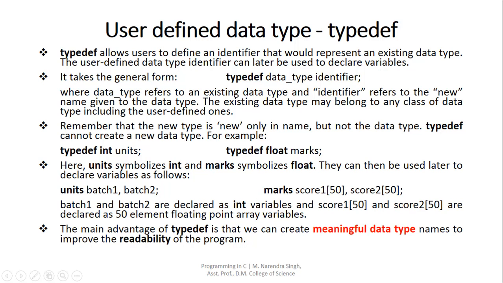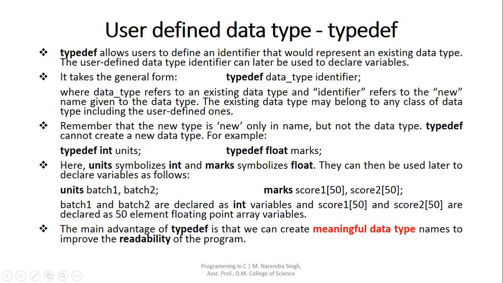Similarly, marks score1[50], score2[50]; declares the arrays score1 and score2 to be of floating point data type arrays. Here, instead of using the existing data type name float, we are using the new name marks to declare the two arrays score1 and score2 to be of floating point data type arrays.